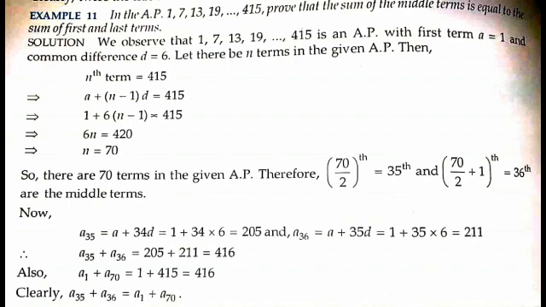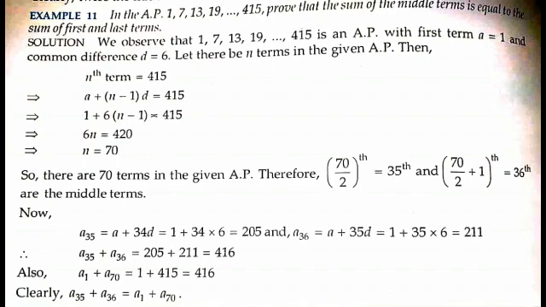In the given AP, 1, 7, 13, 19 and so on till 415, prove that the sum of the middle terms is equal to the sum of the first and the last terms. So what do we observe from the given AP? Here we have the first term A equal to 1 and the common difference, that is the difference between two consecutive terms, D, is equal to 6.